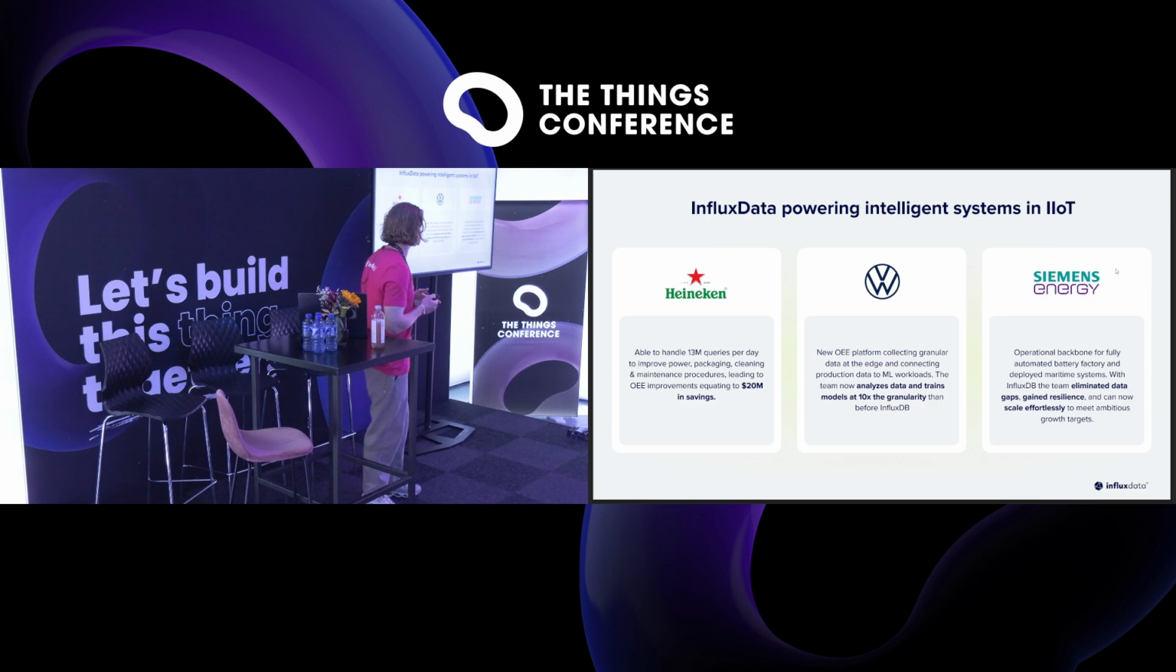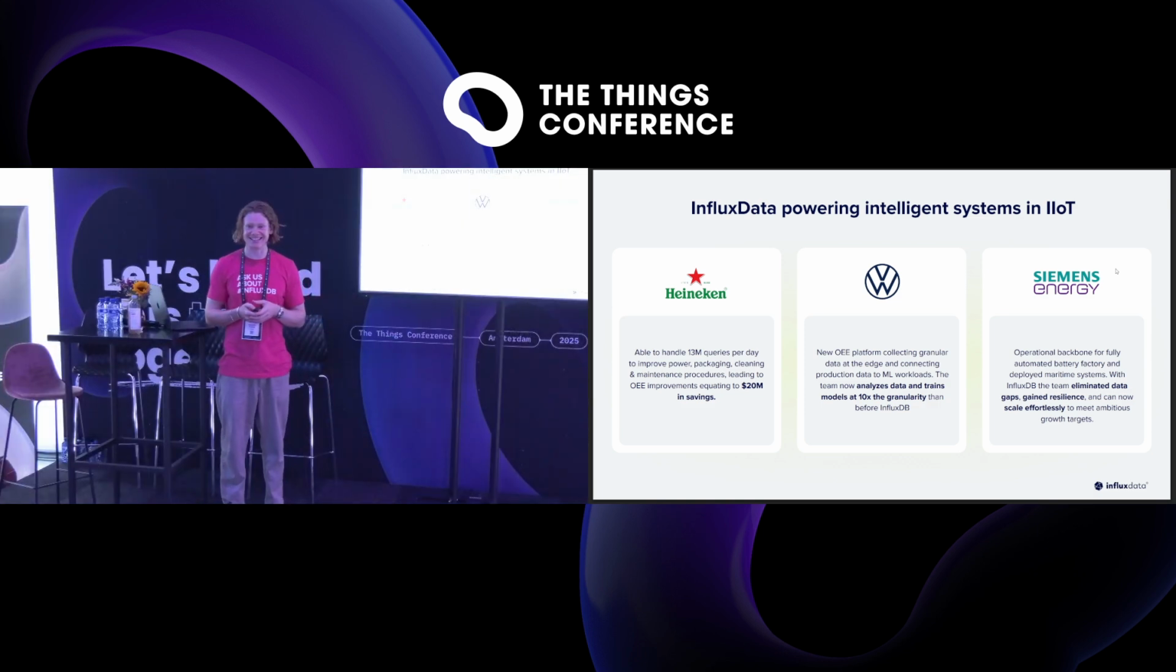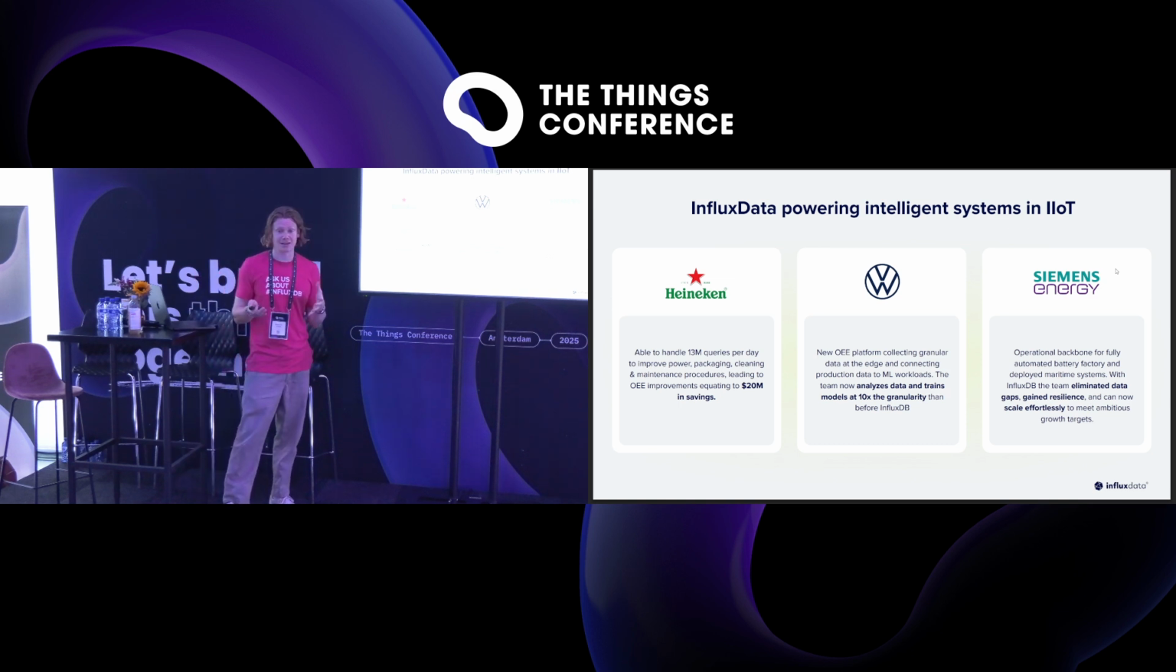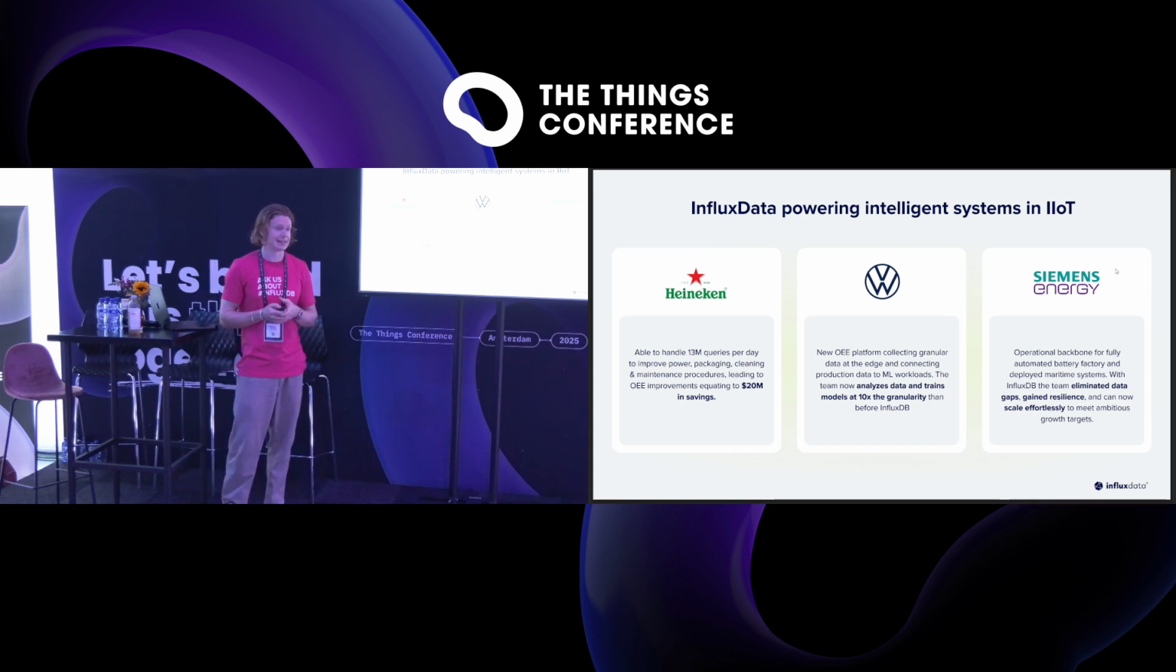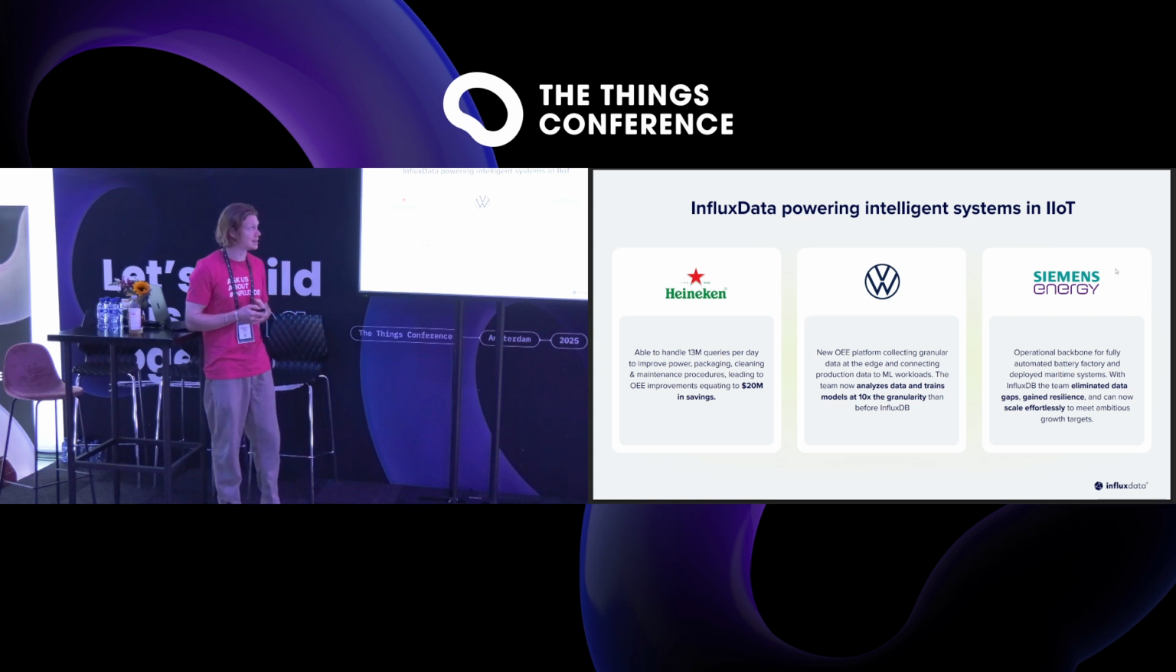Volkswagen, one of my other customers, they basically had hungry data scientists and data engineers that wanted to run ML workloads on their historian, and they found they couldn't ingest the fidelity that they needed to run the models. So through switching into Influx, they could have 10x the granularity, basically reduce the timestamp precision, which basically gave them more rich analytics.